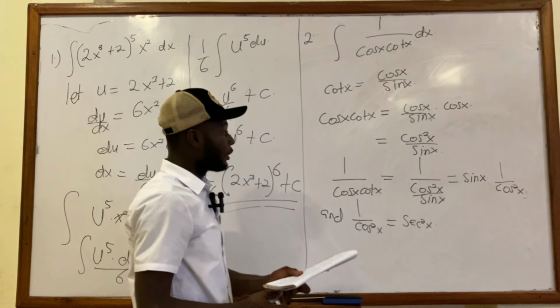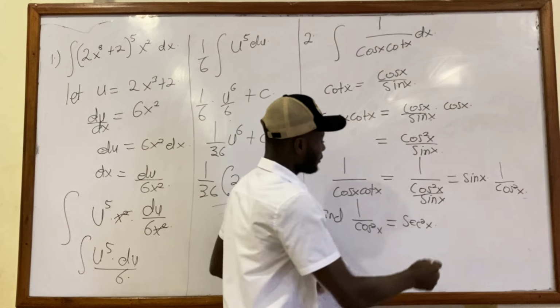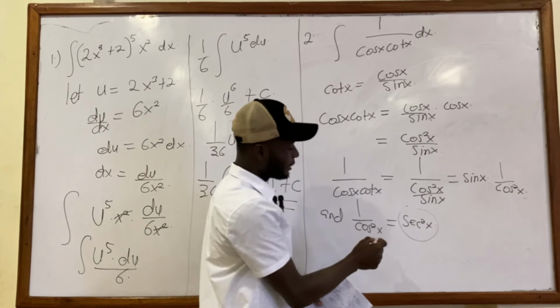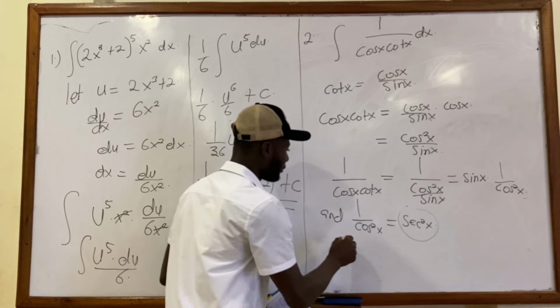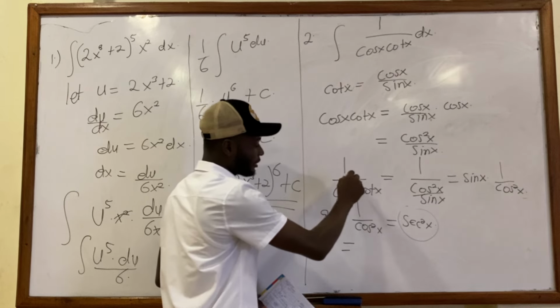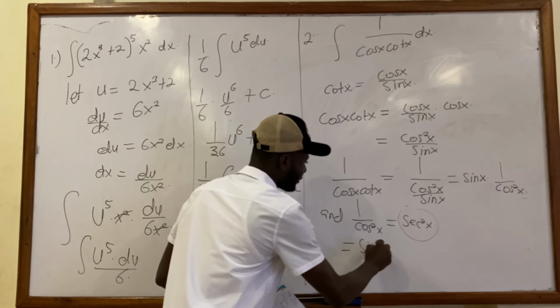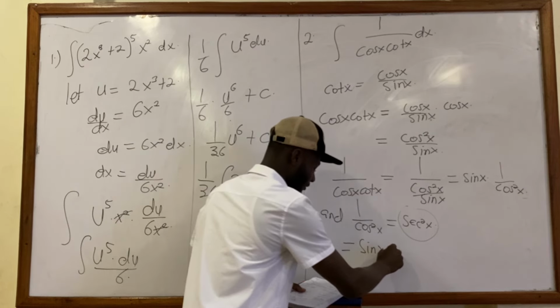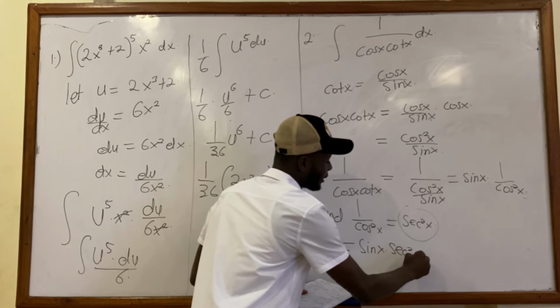Since this is sec squared x, we can rewrite this particular function as sin x times sec squared x.